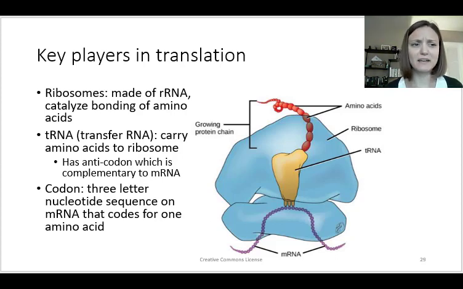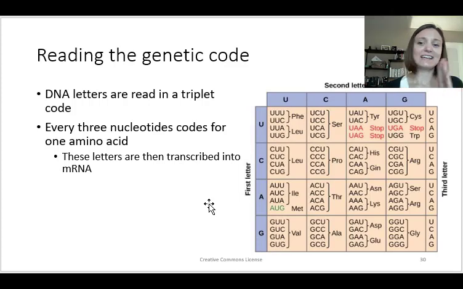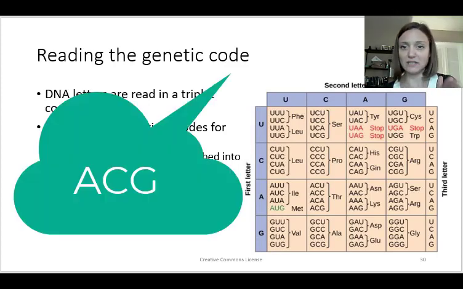So how is this read? We are going to be using a chart like this in class to read the genetic code. And this is really cool. We've cracked the genetic code. We know which codons code for which amino acids. So let's say we have a transcript that has a codon that is ACG. ACG, that's our codon, on the messenger RNA.